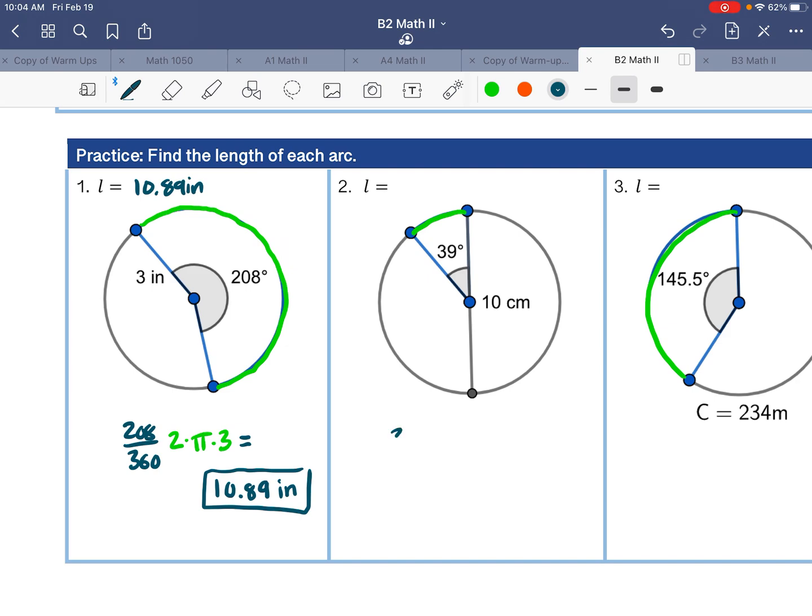Next we have a 39 degree portion of a circle, so 39 out of 360, times the circumference formula, which is 2 times pi times 10. But 10 I think is the diameter. So we don't want 10, we actually want 5, because 5 is that radius. So we use 5. And if you type that in, it will give you 6.803 centimeters. 6.80 centimeters.